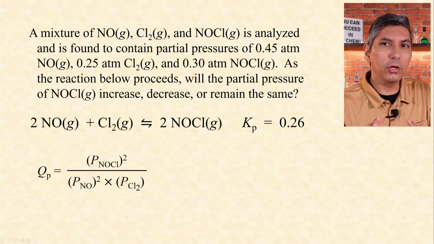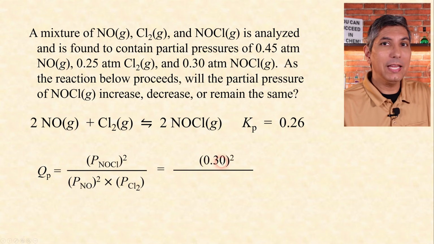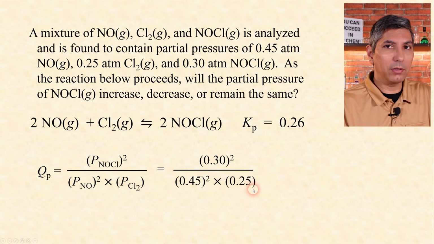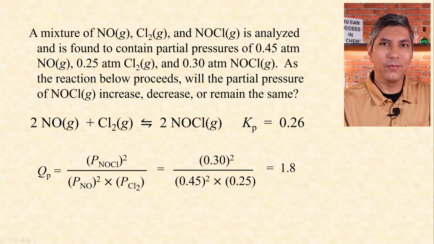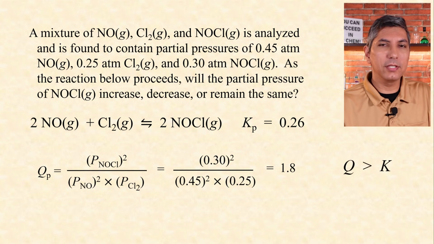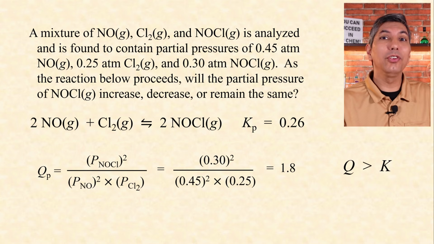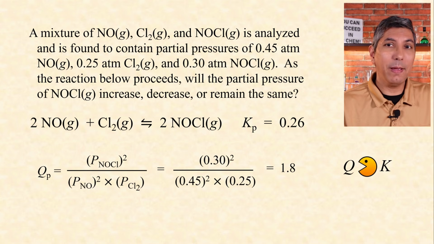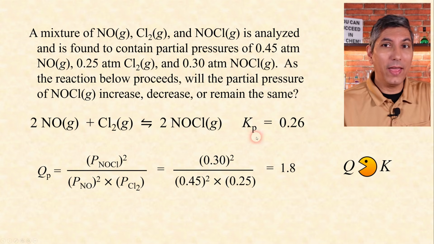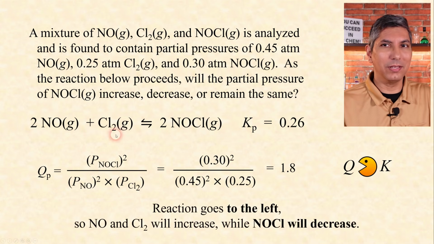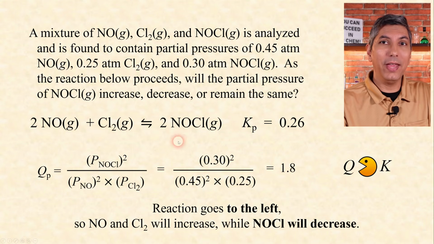Now, we just plug those pressures given to us in the problem into the expression. We calculate the value of Q, the reaction quotient, as 1.8. Well, since 1.8 is greater than K, the reaction will proceed toward the reactant side. Now, if you have trouble remembering that, use the Pac-Man symbol. Since Pac-Man is eating toward the left, that means the reactants are going to increase. So we'd expect the NO and chlorine to increase while the NOCl decreases.